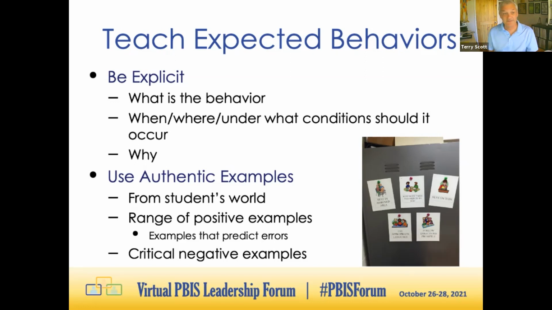Part of that then comes to the second part, which again is related, authentic examples. The best examples we have for teaching anything are examples that kids are actually going to run into in the real world. We get that when we teach reading, and we want literacy examples to be things that are meaningful to kids, but it needs to be the same way when we teach behaviors and expectations and social skills. Teach them a range of what they're going to see in the real world and teach the critical negative examples.